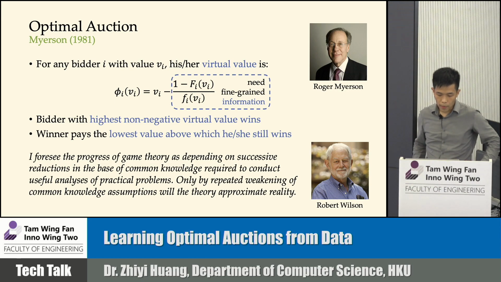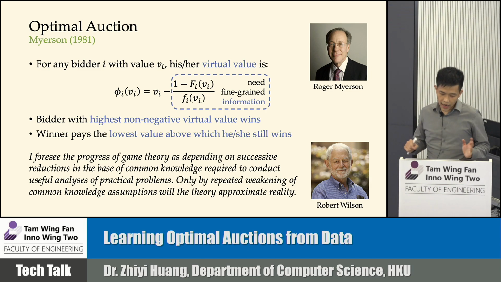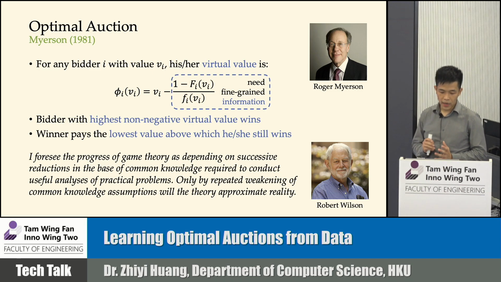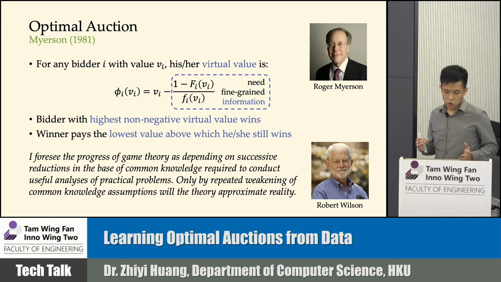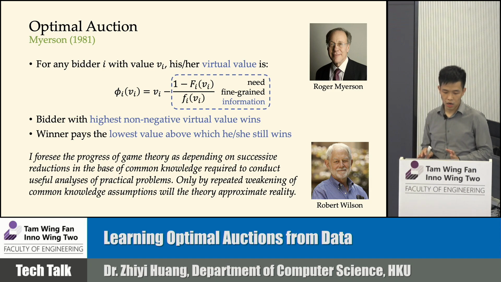And this is Robert Wilson, a Nobel Prize winner in 2020. And by the way, Roger Myerson is also a Nobel Prize winner for this work on optimal auctions in 2007. So what Robert Wilson said is, I foresee the progress of game theory as depending on successive reduction in the base of common knowledge required to do useful analysis of practical problems, and only by repeated weakening of common knowledge assumptions will the theory approximate reality.